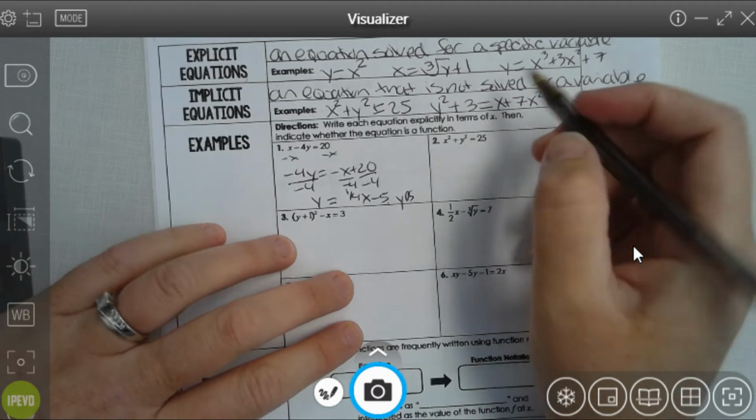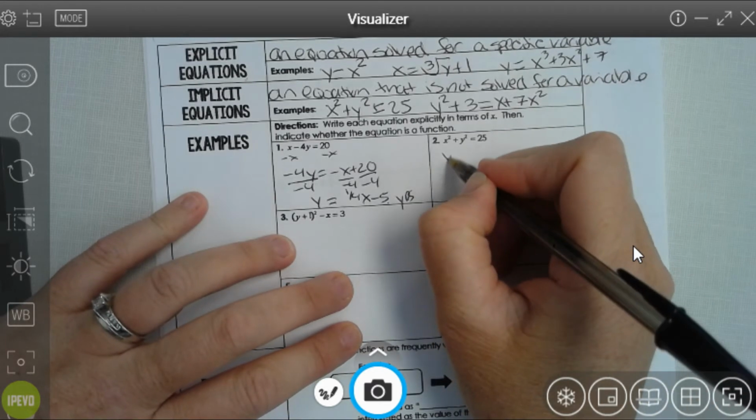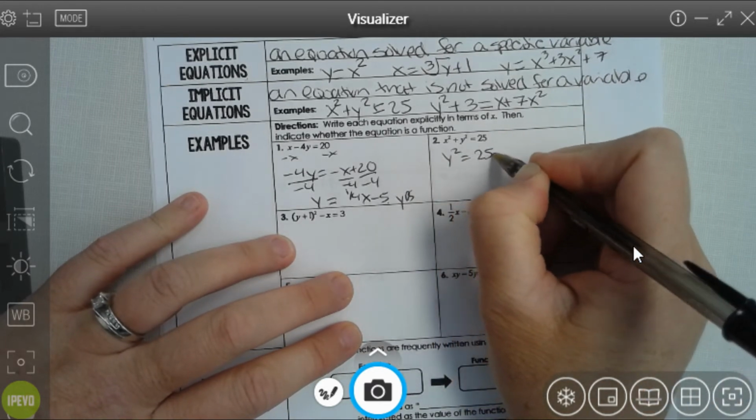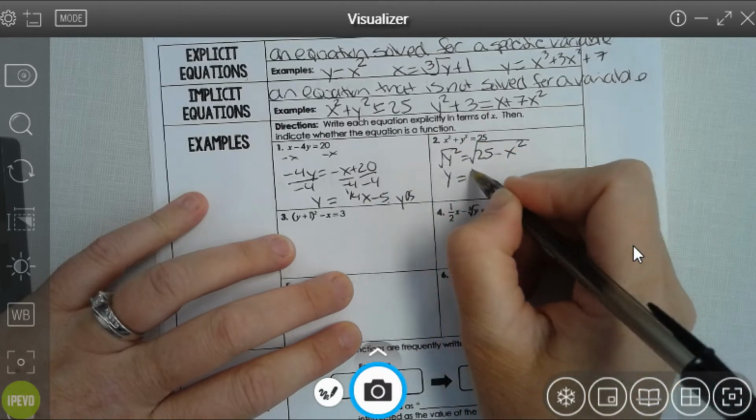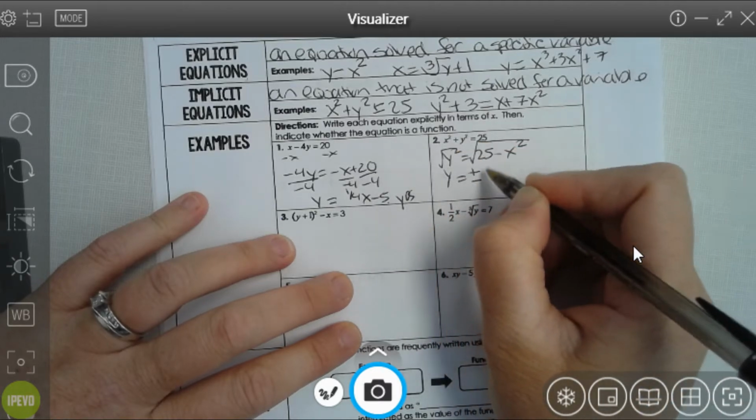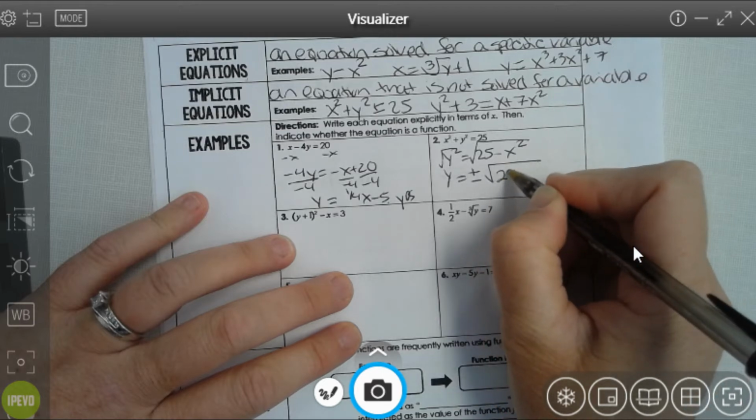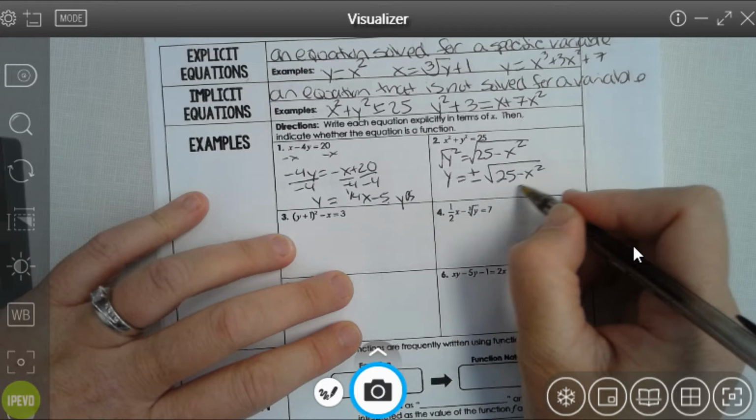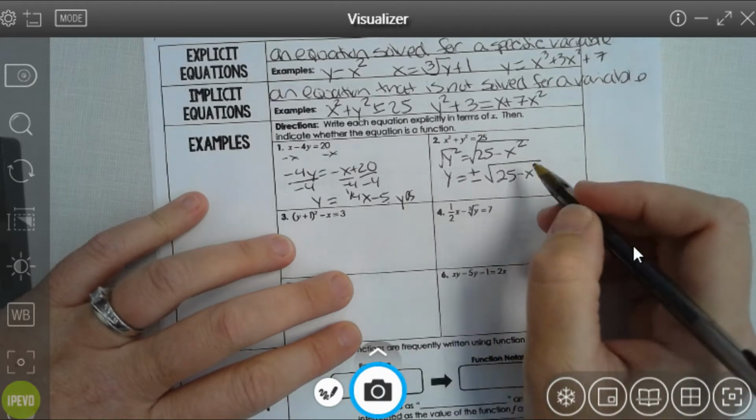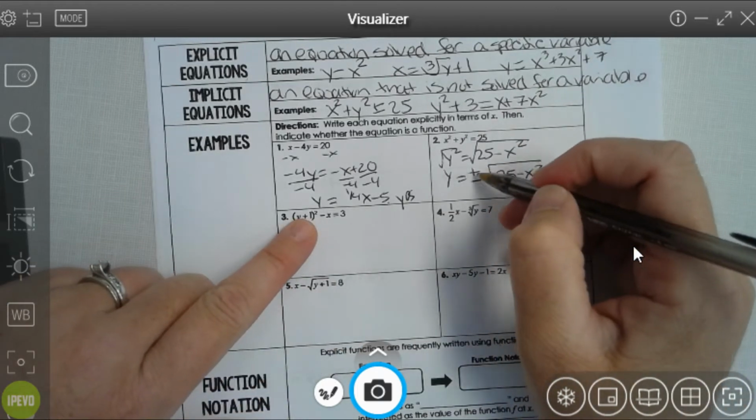It's easier to see. So this one here, subtract over your x squared. So I'm going to get 25 minus my x squared, and then square root both sides. And so don't forget, when you square root, you have to have a plus and a minus. So if you wrote the square root, you write plus or minus. Do not square root the 25 and the x squared. There's a plus or minus sign between them. You can't.